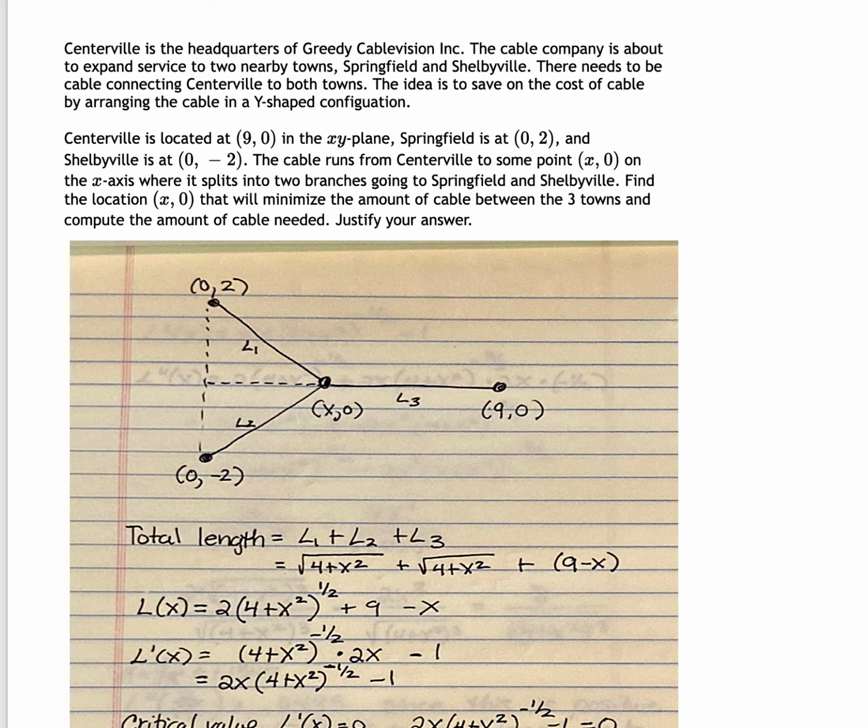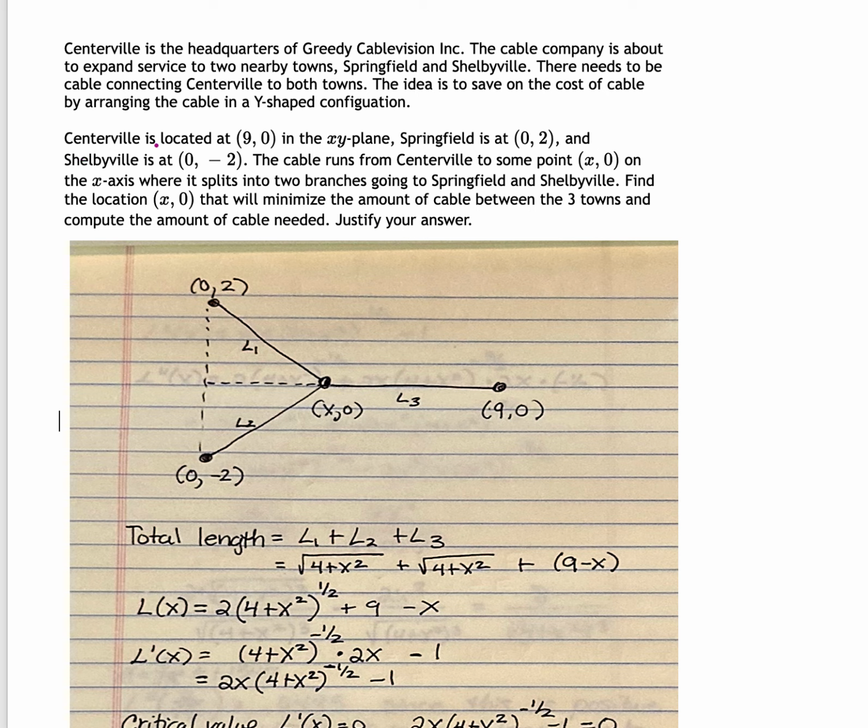Centerville is the headquarters of Grady Cablevision Company. The cable company is about to expand service to 2 nearby towns, and there needs to be cable connecting Centerville to both towns. The idea is to save on the cost of cable by arranging the cable in a Y-shaped configuration. So then it goes on to explain where the cities are located here using an XY plane.